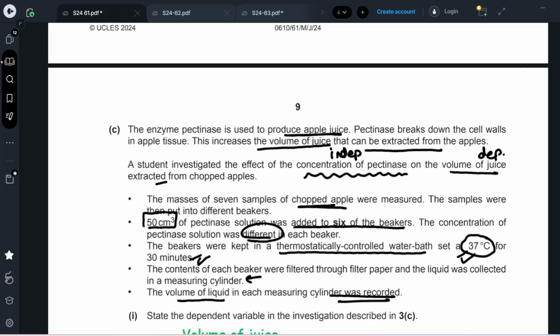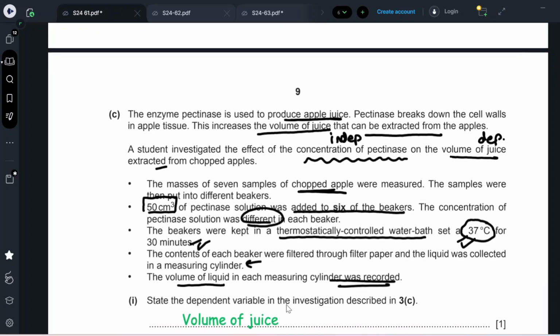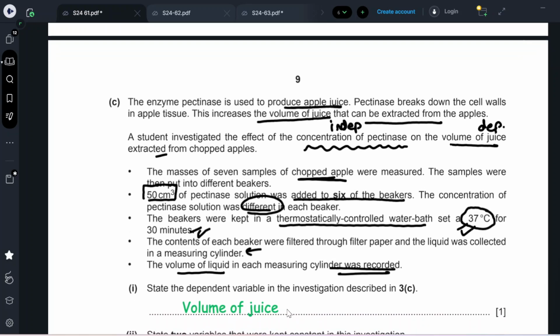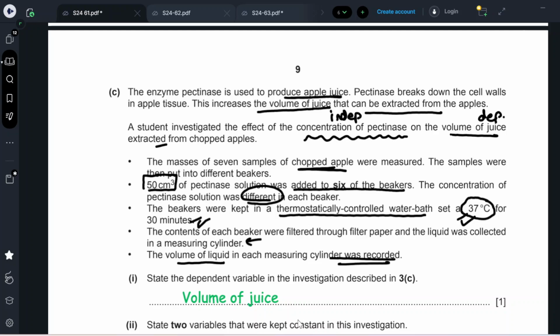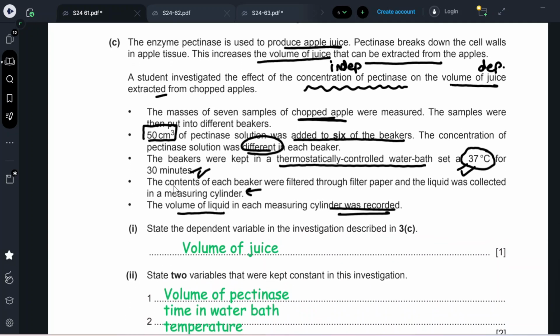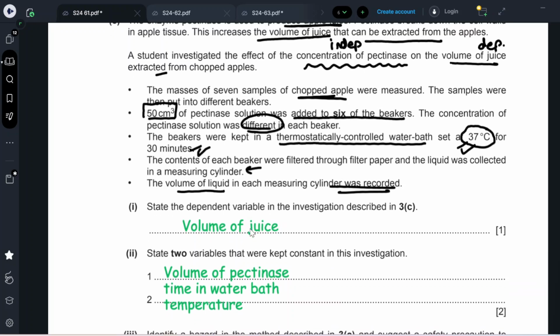What is the dependent variable? What were the results you were measuring? I was measuring the volume of liquid at the end, which is the juice. Volume of juice at the end. This is my dependent variable. Now, what were kept constant? I have a lot of variables kept constant: the temperature, the time in the water bath, the volume of pectinase, anything.